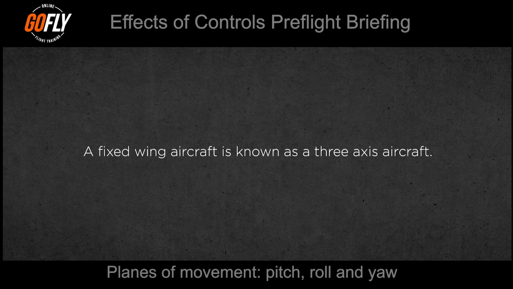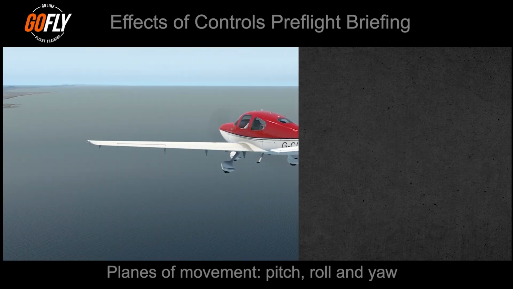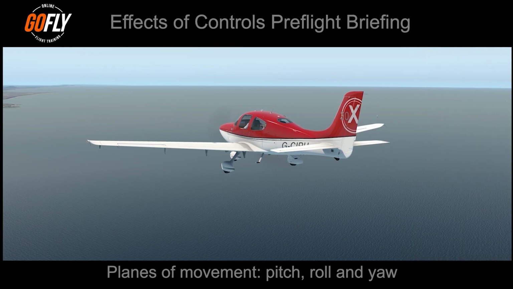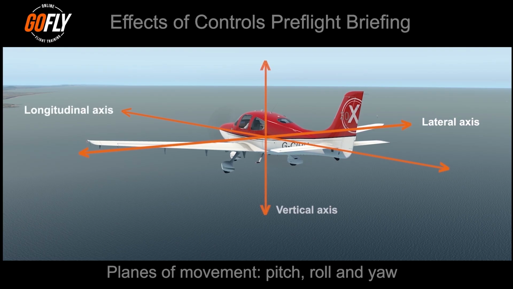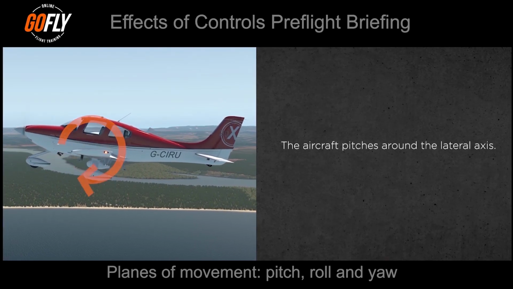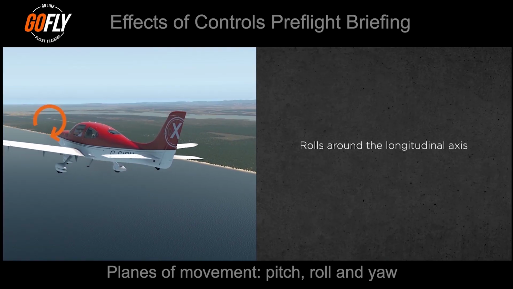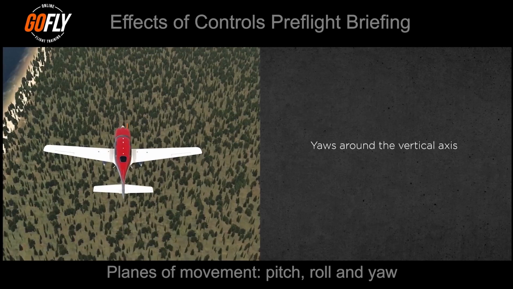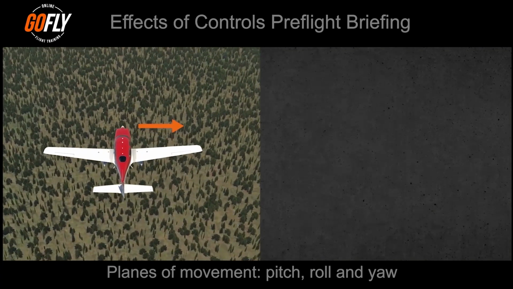A fixed-wing aircraft is known as a three-axis aircraft. A three-axis aircraft can move in three different axes: the lateral axis, the longitudinal axis, and the vertical axis. The aircraft pitches around the lateral axis, rolls around the longitudinal axis, and yaws around the vertical axis.